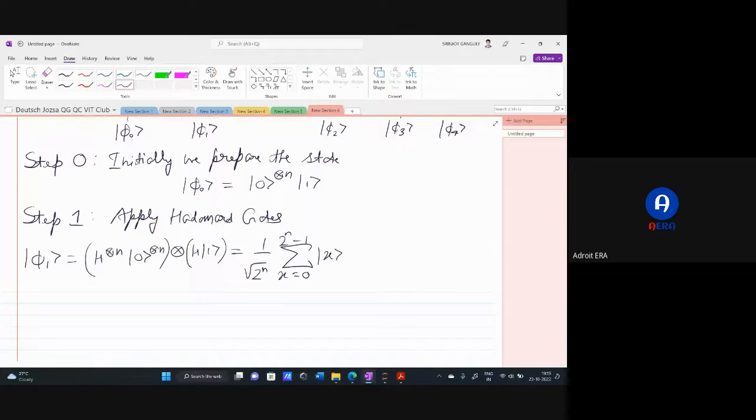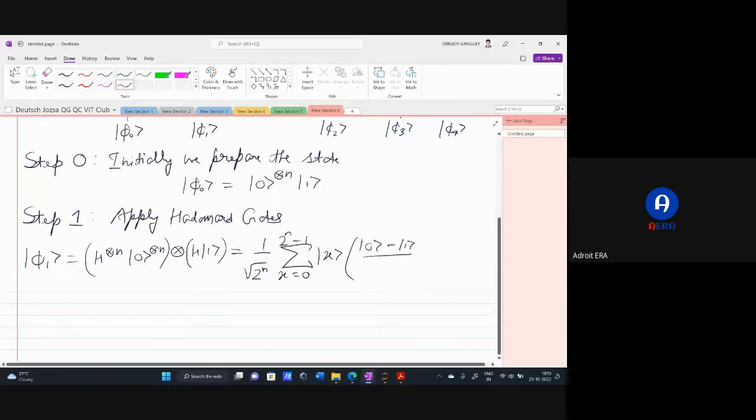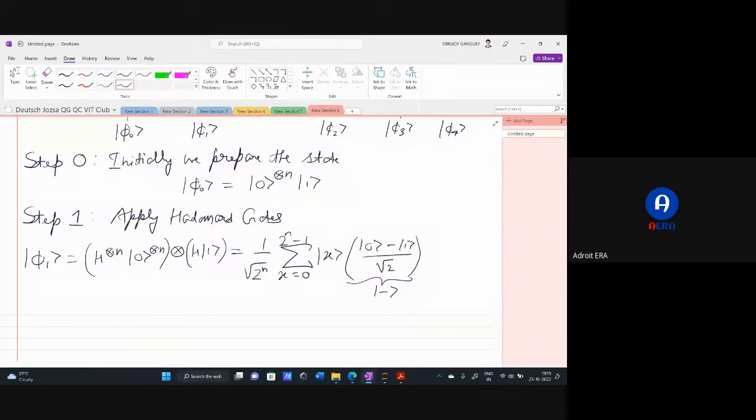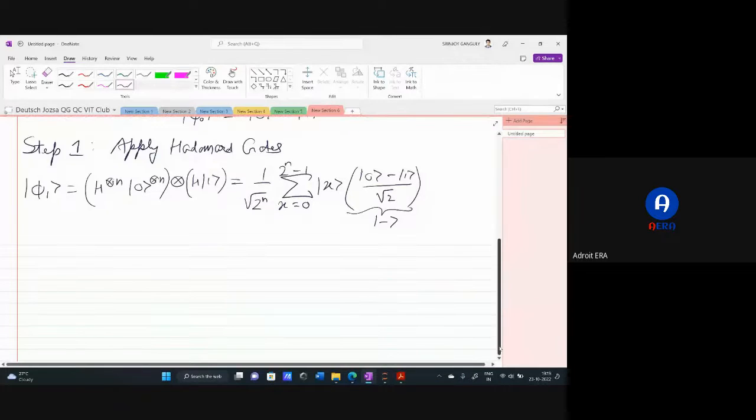Now what will happen? Then we have the Hadamard applied to ket 1, which is ket 0 minus ket 1 divided by root 2. This is what you already know, the ket minus state. We can write it in short, or if you want, you can write it fully, but you are all aware what ket plus and ket minus are.